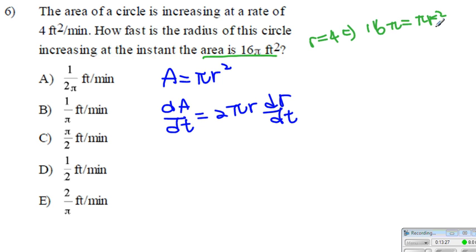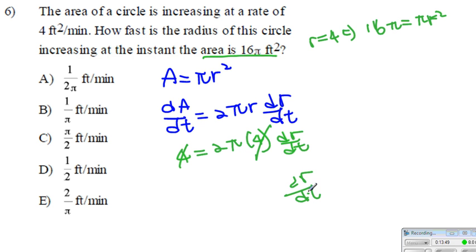All right, now we know the value of r, we know the value of dA/dt, so we get to realize that the increasing rate of 4 equals 2 pi, and r equals also 4, times dr/dt, and 4 cancels out. dr/dt will be equal to 1 over 2 pi. So therefore our answer will be choice A.